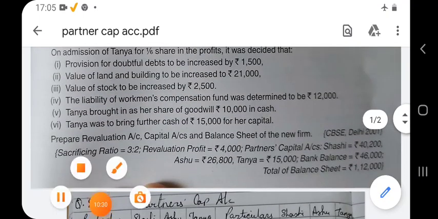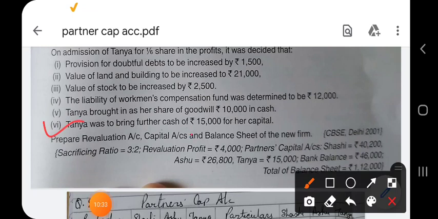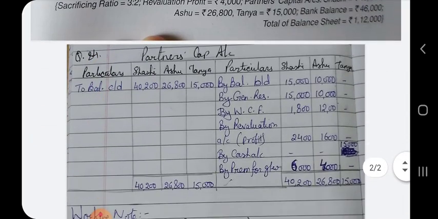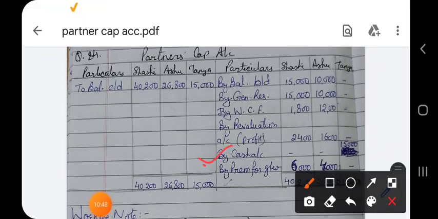Now next bit, Tanya brings 15,000 for capital. So she brings capital, and the journal entry becomes cash account debit to Tanya's capital account. So it will come on the credit side, by cash, and the amount is going to be written here in Tanya's amount column, that is 15,000 rupees.